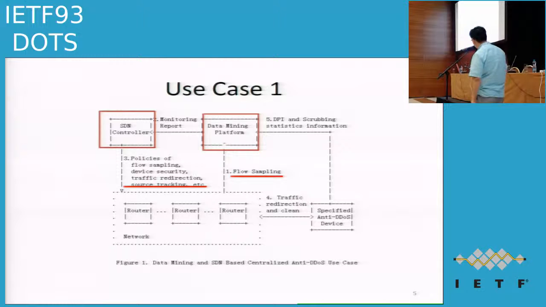I think we cannot do all the work in a very short time. I think we can go step by step. In the current stage, I think some technologies are already mature, so we can specify, for example, the flow sampling interfaces, and how to extend the IPFIX protocol to convey some attack information to the centralized analyzer center to detect the attack. I also think that interface 1.3 can be specified in DOTS, because 3 is about how to signal the network device or the specified anti-DDoS device to apply some security policy and to suppress or clean the traffic.